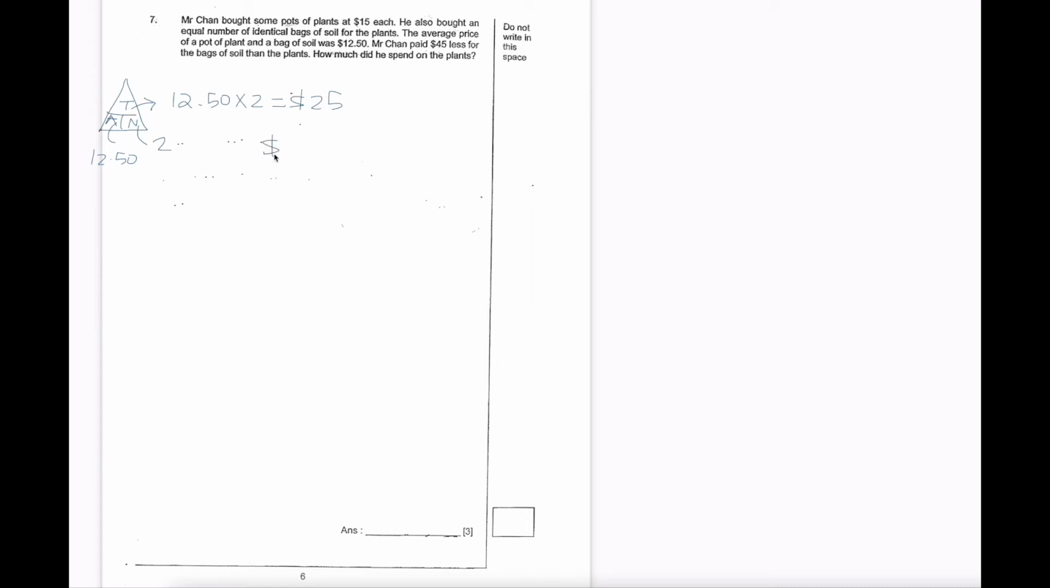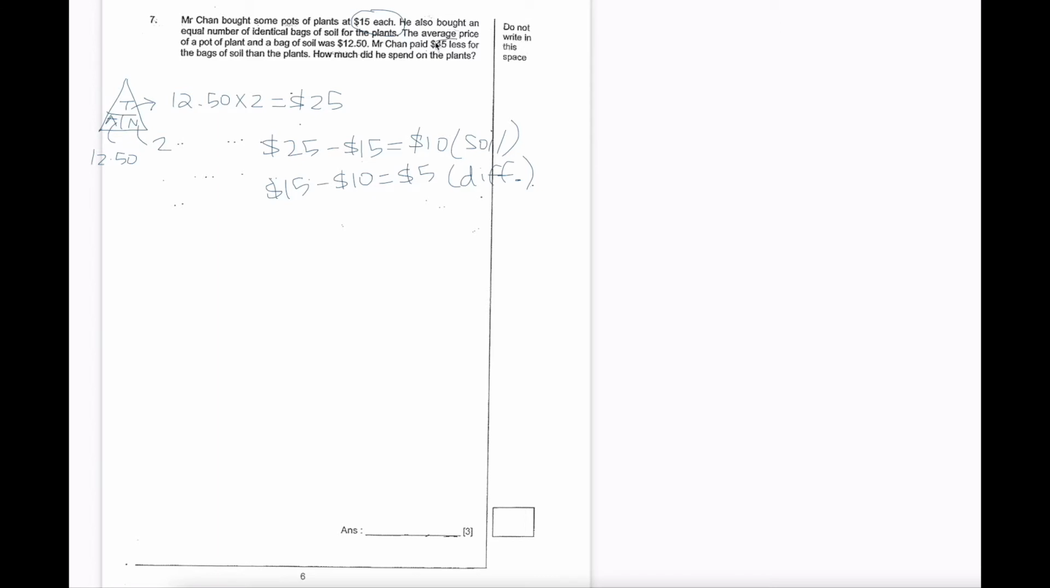The plant is $15. Okay. So the soil is 25 minus 15. Got it? Because this is the total. And we need to take the total to minus away plant to find soil, which is $10. Okay? So this is the price of soil. So on average, Mr. Chan paid $45 less for the bags of soil than the plants. So what's the difference between one pot of plant and one bag of soil? It's 15 minus 10, okay? So it's $5. So this is the difference. Got it? Between the soil and the plant.